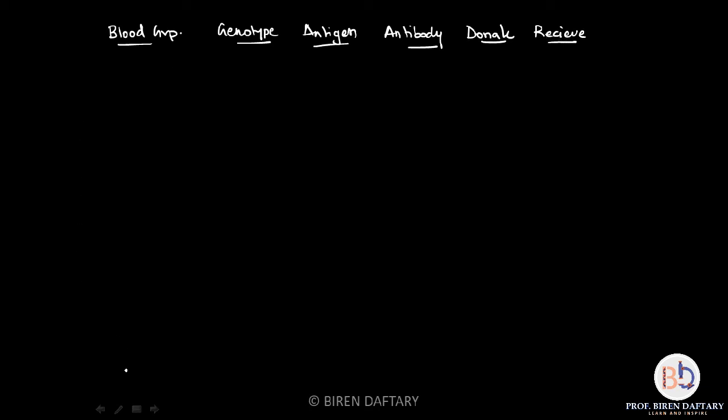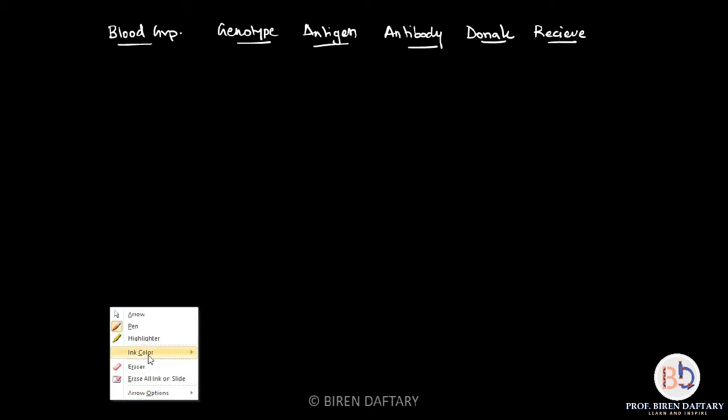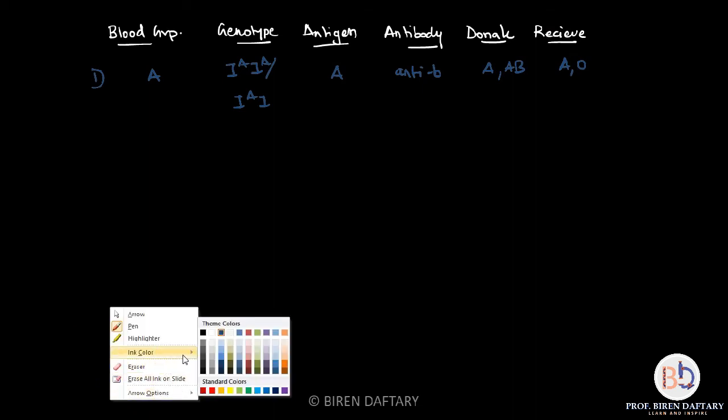So let us start with the first blood group, and that is blood group A. The genotype, you know, is IAIA, or it is also IAI. Antigen present is A, antibody is anti-B. It can donate blood to obviously people with A and AB, since AB is a universal acceptor. It can receive from A and O, because O is a universal donor, right?